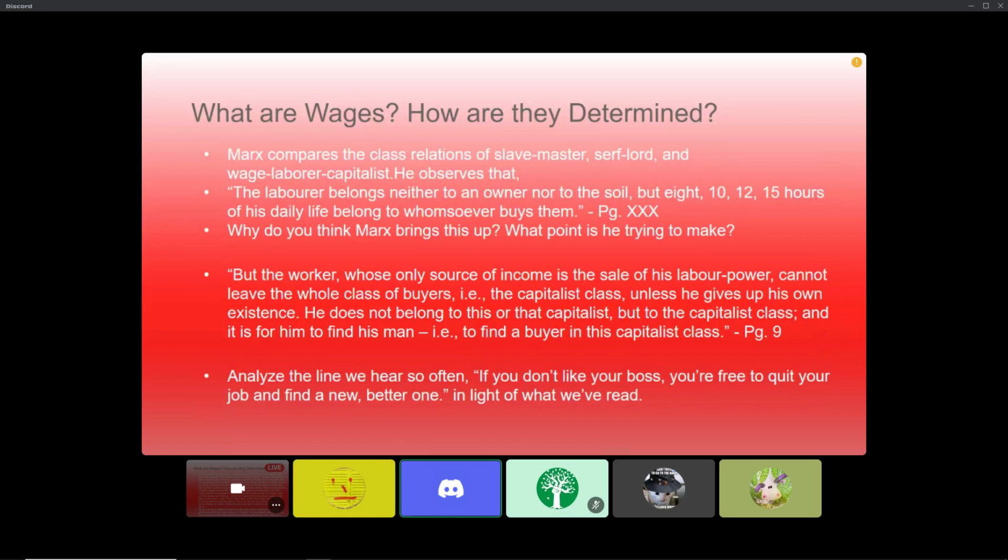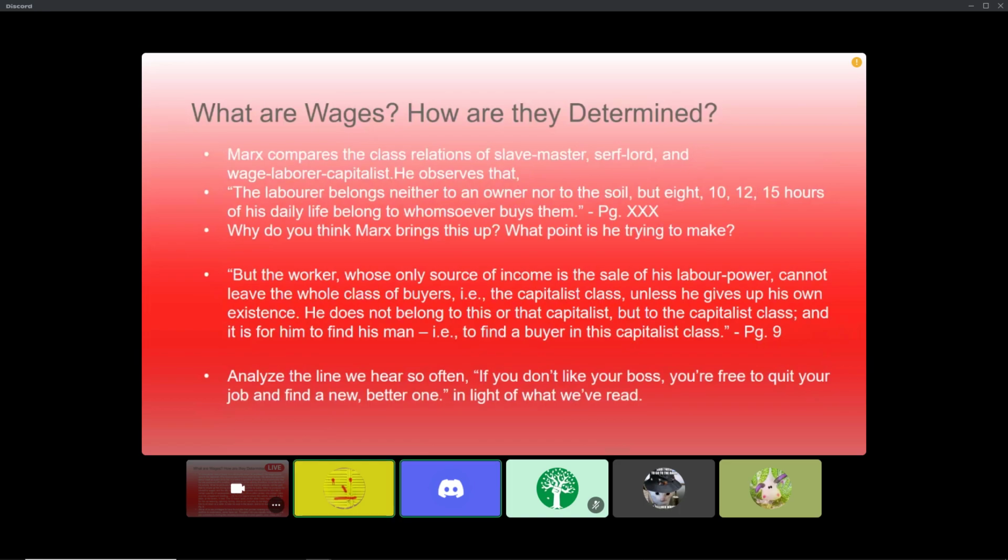And so when I read this, I think the point Marx is trying to make is that so often we hear, oh no, but you're free in this system. If you don't like your boss, you're free to quit. Go find a new, better boss. And those bad bosses just won't have any workers because they're bad bosses. And the whole thing will work out and everybody's life will be so great.